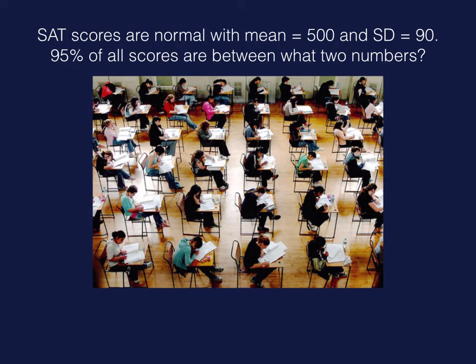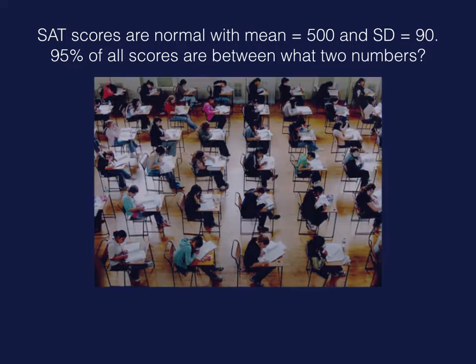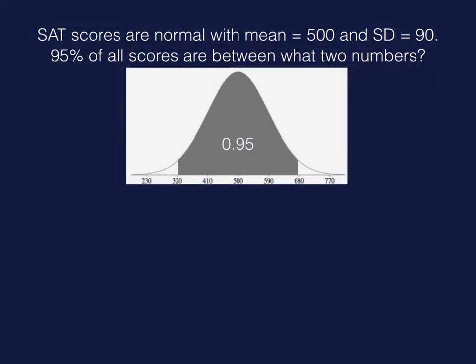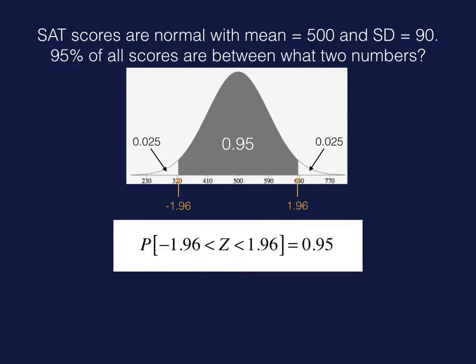Back to SAT, which is normal with a mean of 500 and an SD of 90. 95% are between what two numbers? And of course, I'm referring to the middle 95%. That means that 2.5% is in the left and 2.5% is in the right. Well, 2.5%, as you just learned, is 1.96 in the z table. So it's between negative 1.96 and positive 1.96. That's the middle 95% of area.